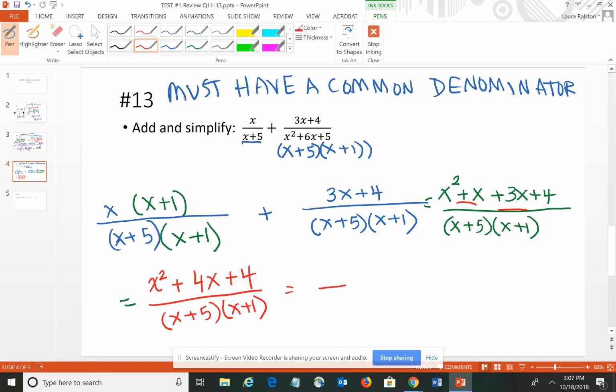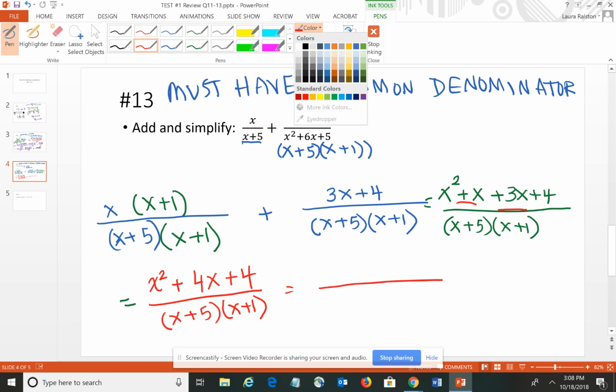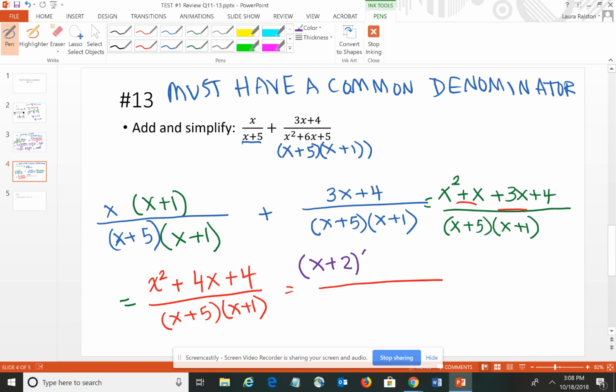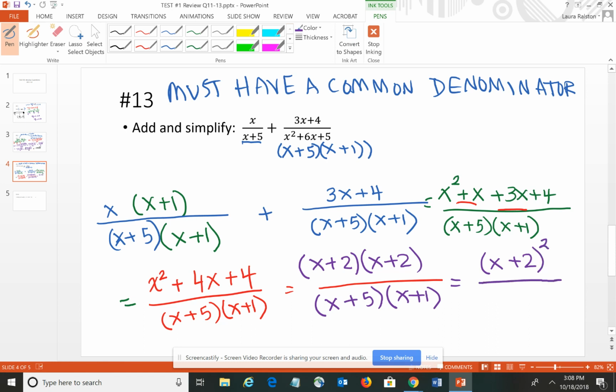Now, I'd also ask us to simplify, so we need to make sure that this fraction doesn't simplify anymore. Could it be broken down any further? And to do that, we need to factor the numerator, which does factor into x plus 2 times x plus 2. Well, I don't have any values in common in the numerator and the denominator, so ultimately, in its most simplified form, I have x plus 2 squared over x plus 5 times x plus 1.